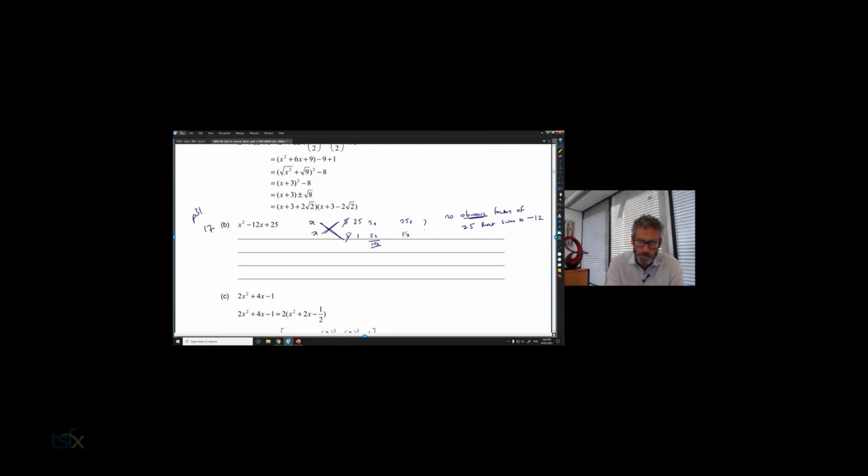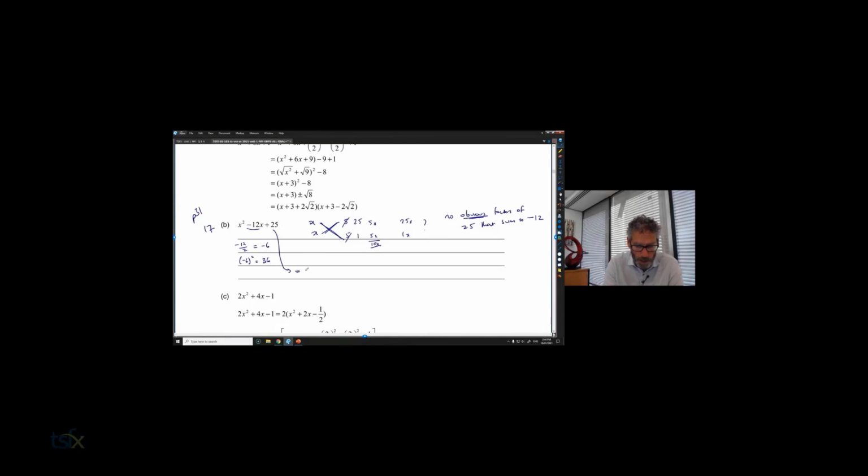So the technique is this: you look at the coefficient of x, negative 12. And as a piece of working, you say negative 12 divided by 2. And you get an answer of negative 6. So half of negative 12 is negative 6. You then square that. Negative 6 by negative 6 is positive 36. And that's the number that you add and subtract.